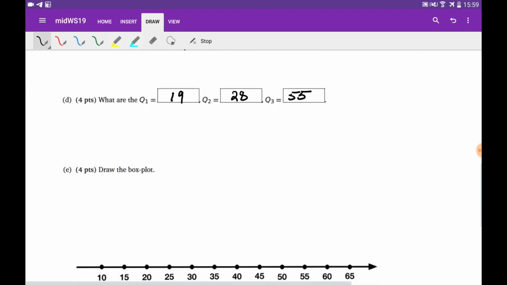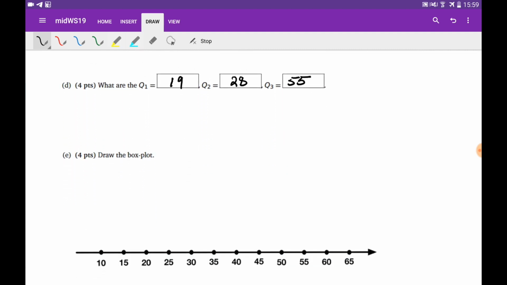And in the last part, we need to draw the box plot, which we're given. In order to do this, we need to first of all draw the point which is on 19. Then we need to draw Q2, which is going to be 28, which is going to be roughly here, and 55, which is going to be here.